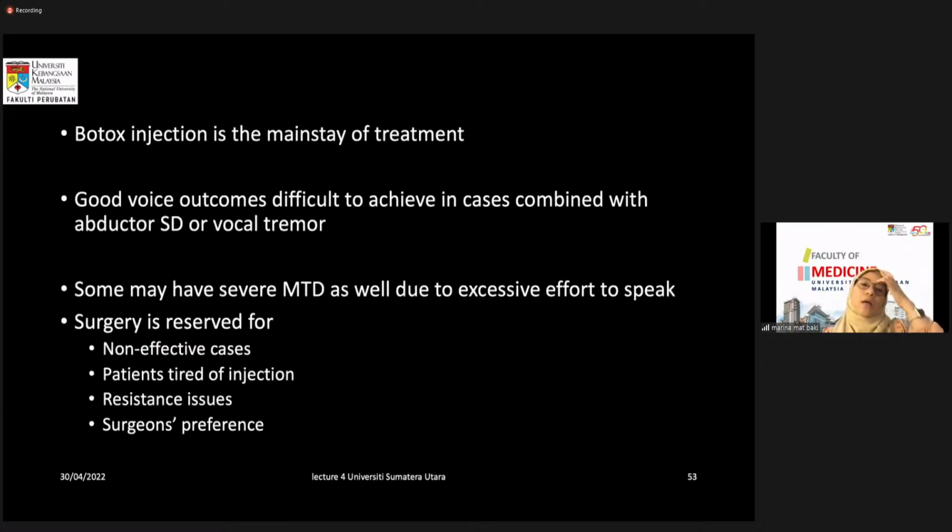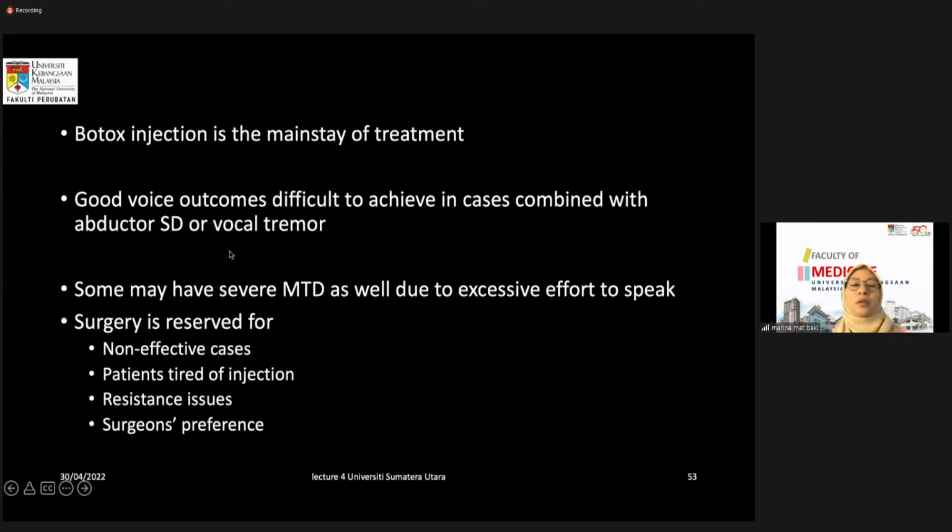Okay, so Botox is the mainstay of treatment for adductor spasmodic dysphonia as well as abductor. For abductor spasmodic dysphonia, the botulinum toxin is not injected into the TA and LCA. The Botox is injected into the posterior cricoarytenoid muscle, which is at the back of the larynx. Difficult to reach it, but something that you need to practice doing. It's difficult and very uncomfortable for the patient.